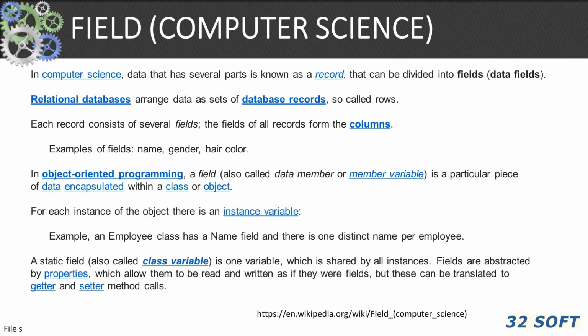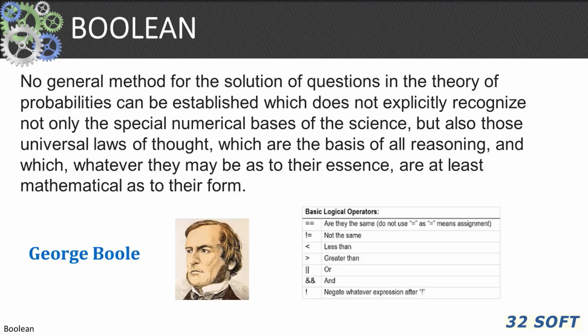In object-oriented programming, a field, also called a data member or a member variable, is a particular piece of data encapsulated within a class or an object. There are instance variables and class variables. A record may have several fields or data elements related together. Relational databases arrange these records into data sets.